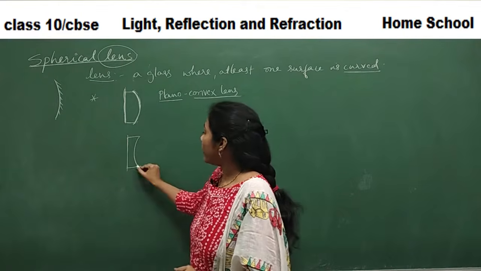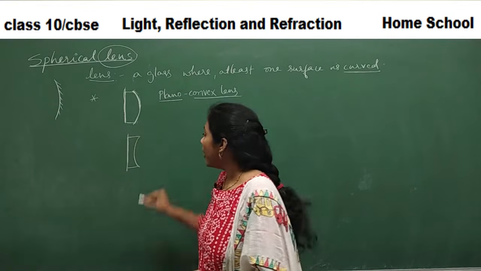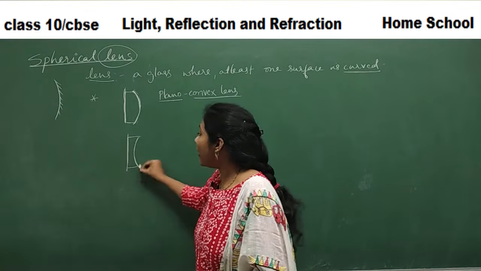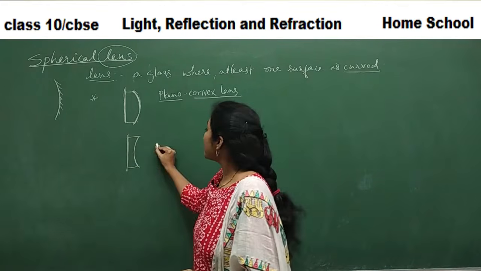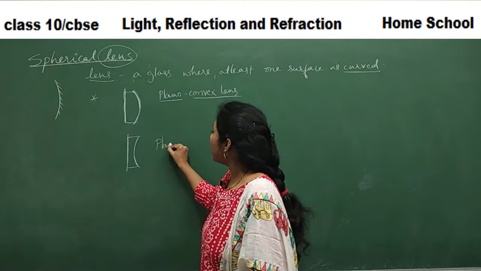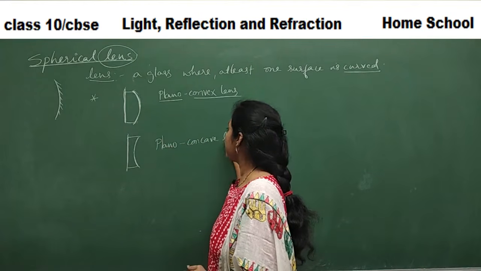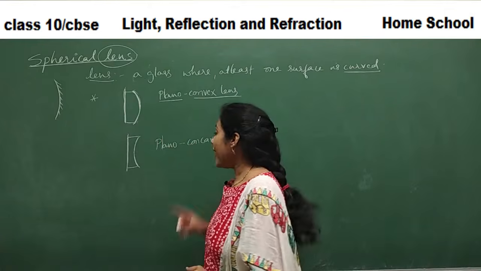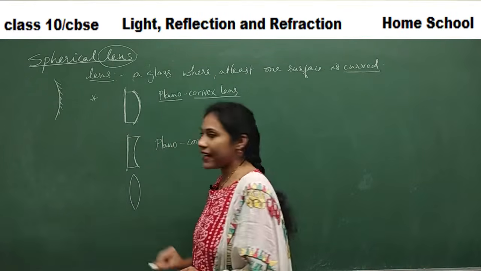And observe here, one side is plain. Clear? The other side is curved inwards. This type of lens we call a plano-concave lens. Right? And now I will show you the lens that we study in our syllabus.